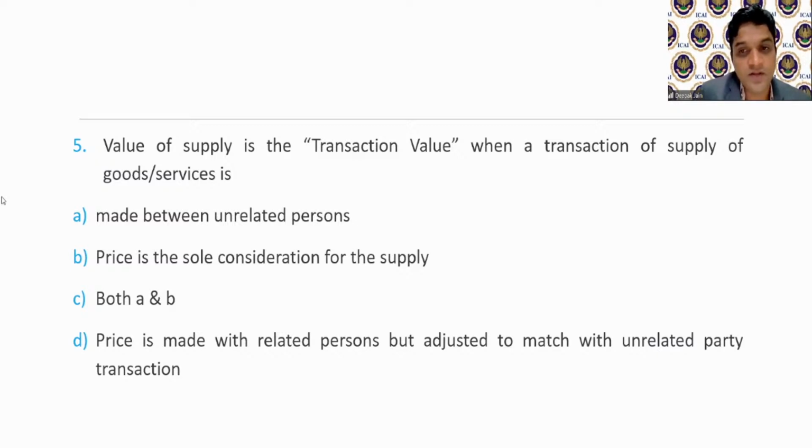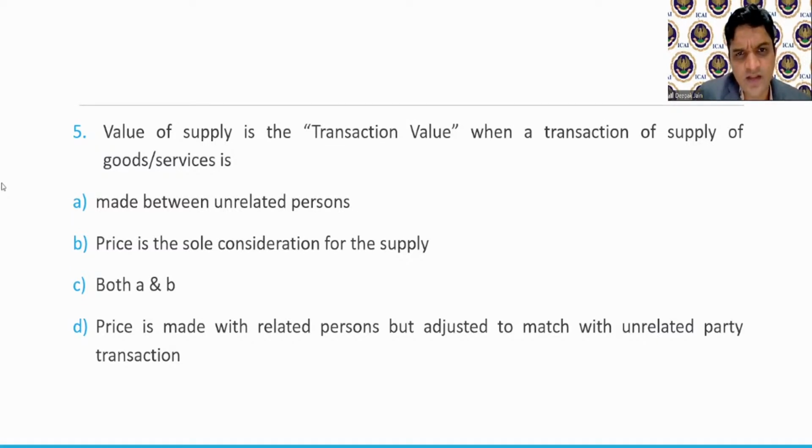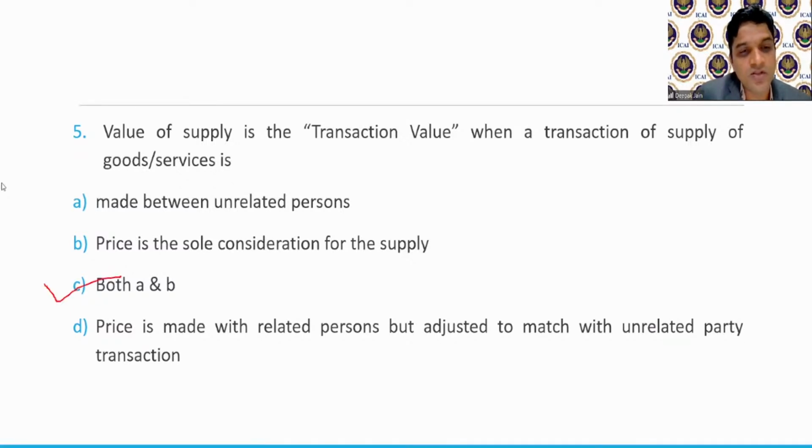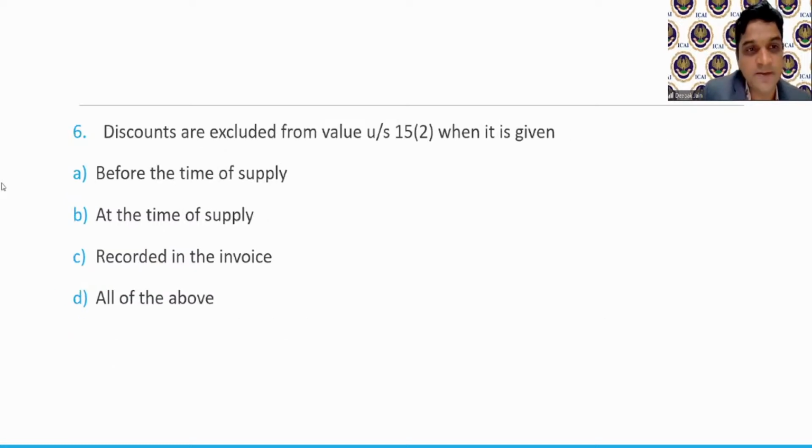Fifth one, you are saying C, yeah, majority. Majority is saying C, will go with C because both it should be made with an unrelated person and price should be the sole consideration. So it is C.